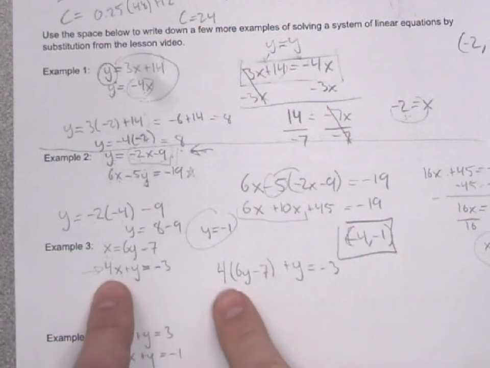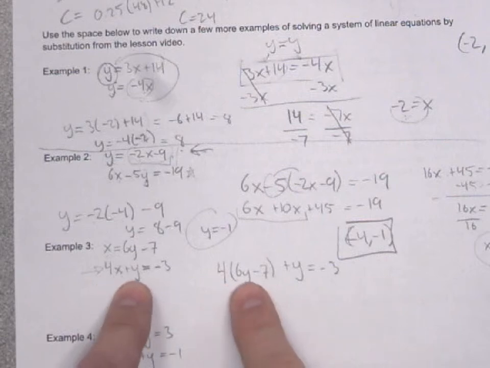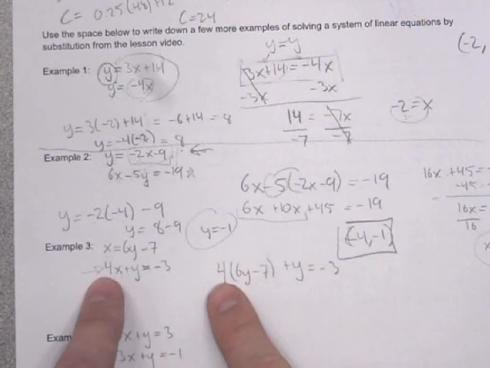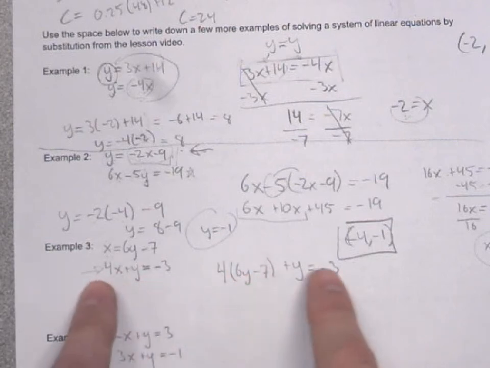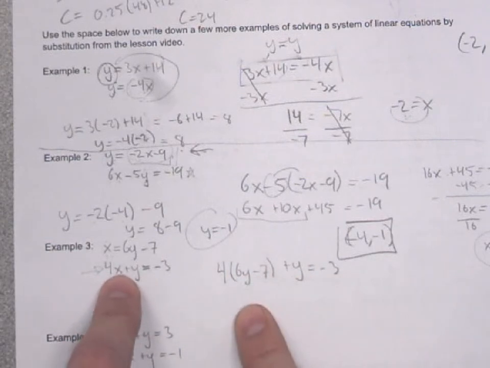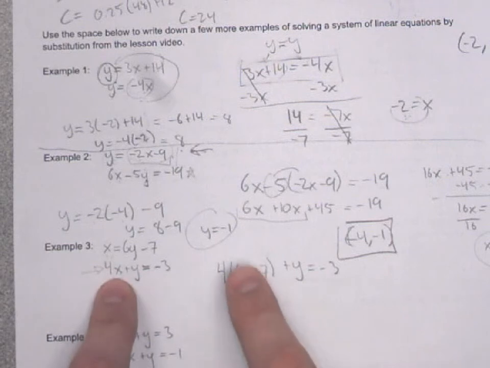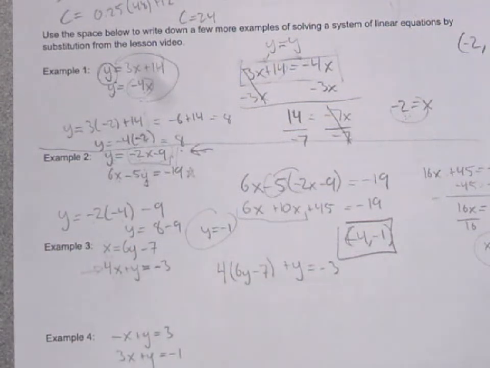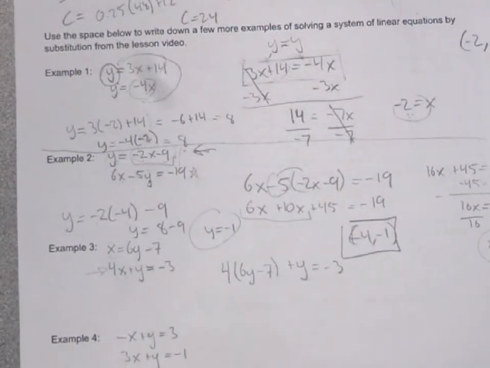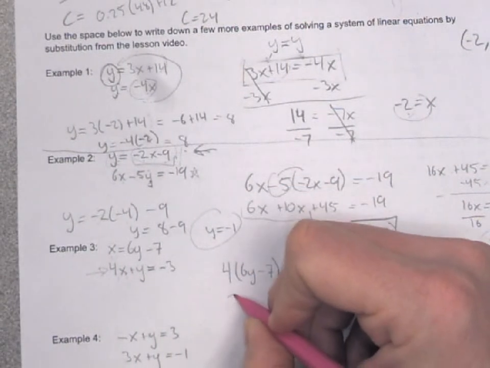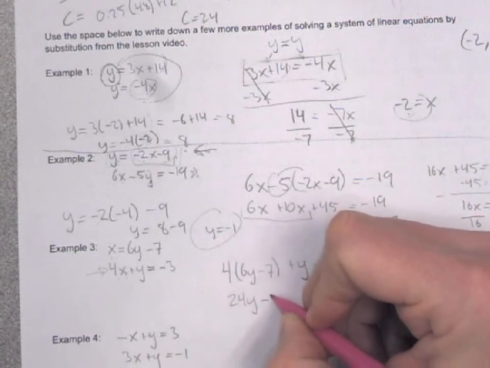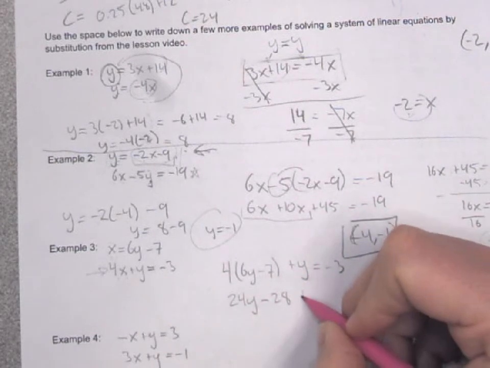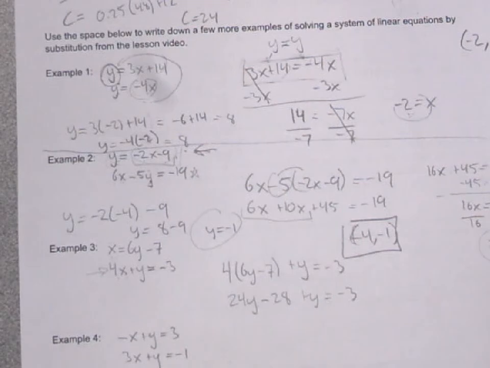Notice I got 4 times x plus y equals negative 3. So this equation here and this equation here are exactly the same. The only difference is I used an x here, and here I replaced that x with what this first statement said it was equal to. So I replaced it with this guy. When I distribute here, I should get 24y minus 28 plus y equals negative 3.